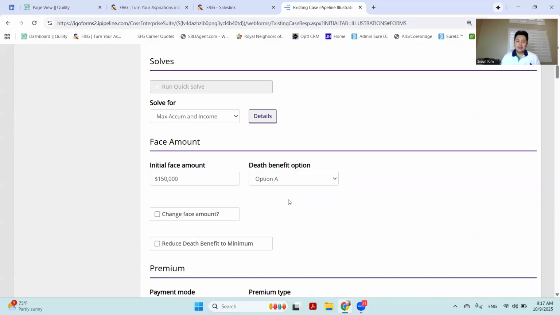Why? Because sometimes if we try to minimize the death benefit too much to maximize the cash value, then what happens is there's not enough room in the future for the parents to put more money in there without being taxed. Each IUL has something called a MEC, Modified Endowment Contract.